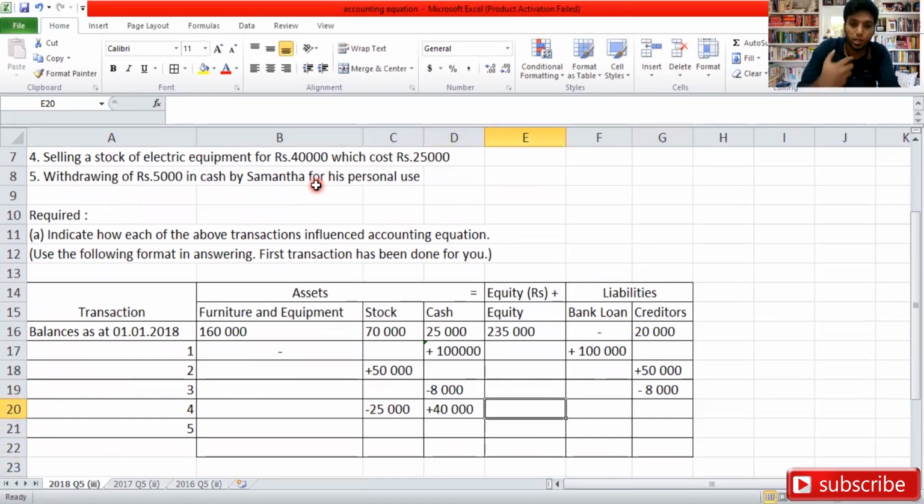Then when it comes to equity, you need to remember the difference between this 25,000 and 40,000 is 15,000. That 15,000 is the profit. So I will record here 15,000 as profit.